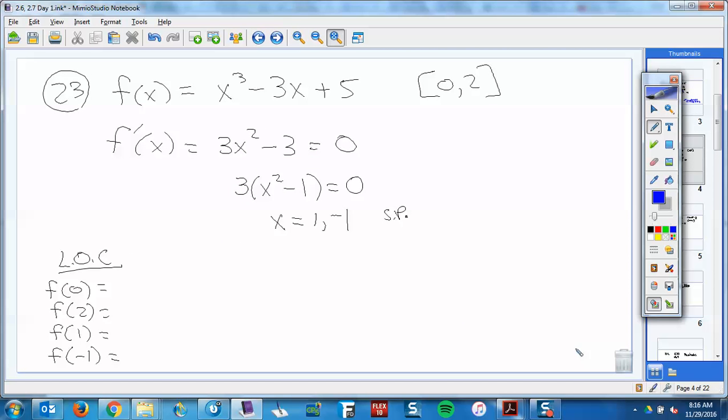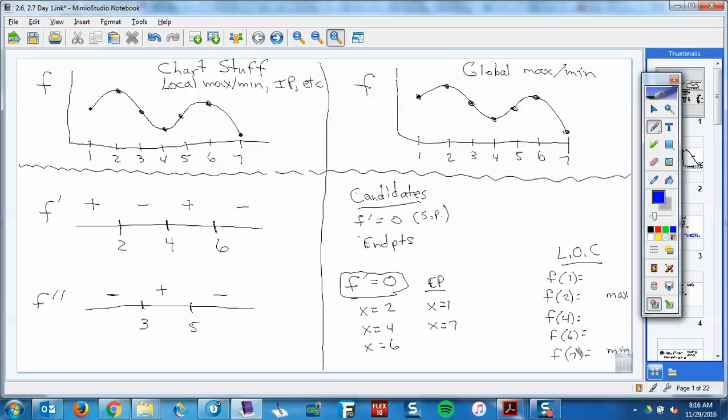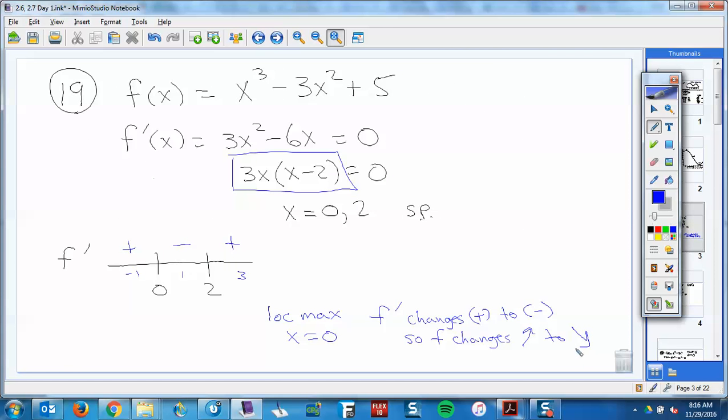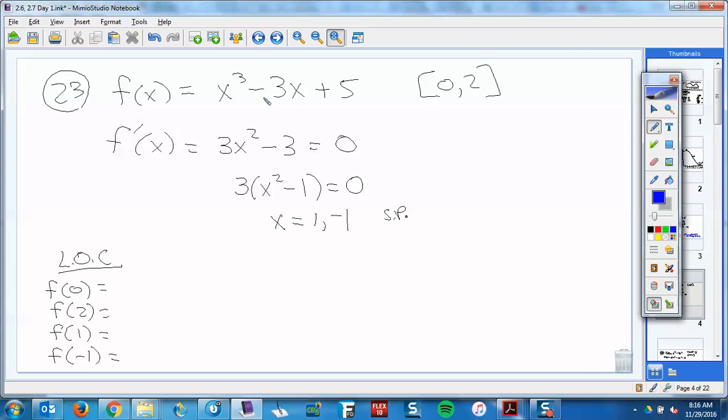Okay. Now let's do the global max min. So now global max min. We're talking about this stuff over here. Okay. List of candidates. Very quickly here on 23. It's a pretty simple one. I factored out a 3.